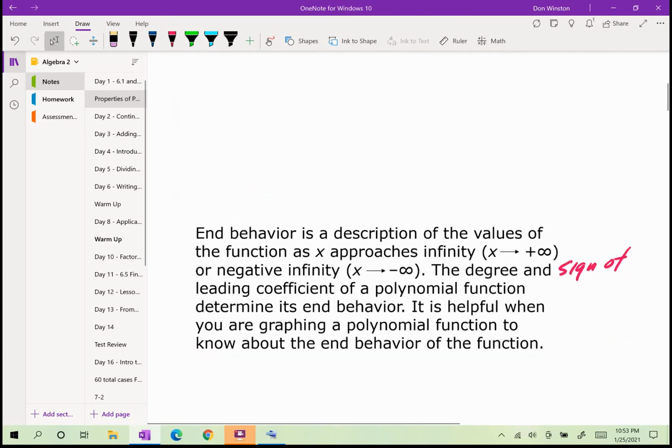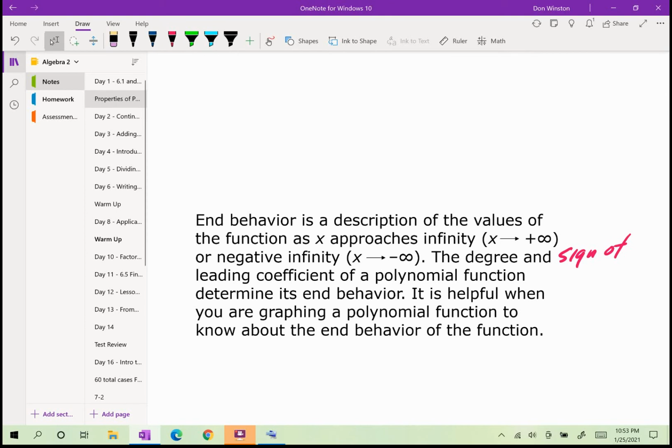Okay, so the end behavior is a description of the values of the function, the y values, as x approaches positive infinity or negative infinity. We will see that the degree and sign of the leading coefficient of a polynomial function determines this end behavior. It is helpful when you are graphing a polynomial function to know about the end behavior of the function. So what will be important is the degree of the polynomial, and the sign of the leading coefficient. And that will tell us everything we need to know about the end behavior of that polynomial function.